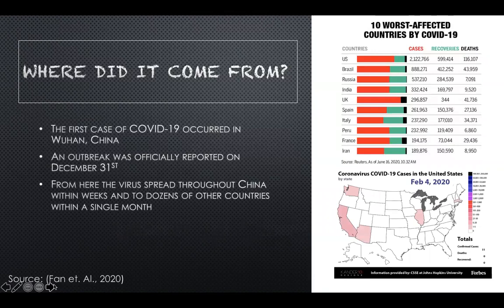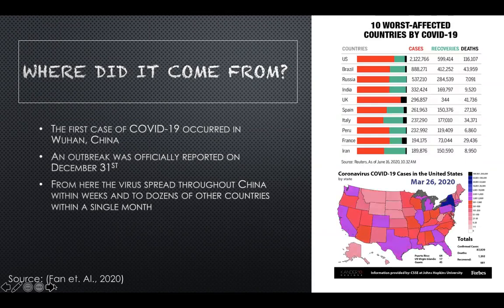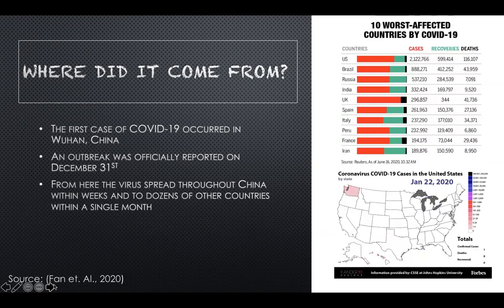So where did it come from? The first case of coronavirus occurred in China, and the outbreak was officially reported by China on December 31st. From here, the virus spread really quickly. About 1 week is how long it took for the virus to spread throughout all of China, and then in a single month, we saw coronavirus in dozens of countries.